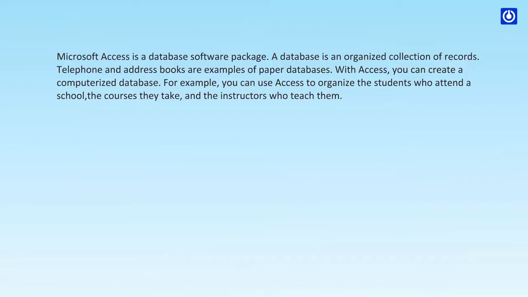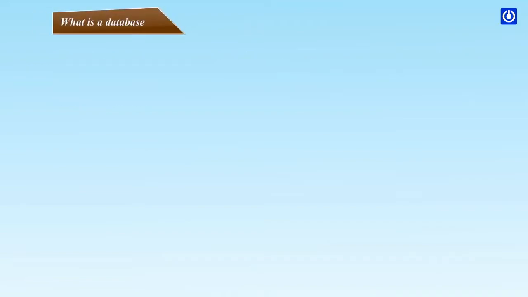A database is an organized collection of records. Telephone and address books are examples of paper databases. With Access, you can create a computerized database. For example, you can use Access to organize the students who attend a school, the courses they take, and the instructors who teach them.